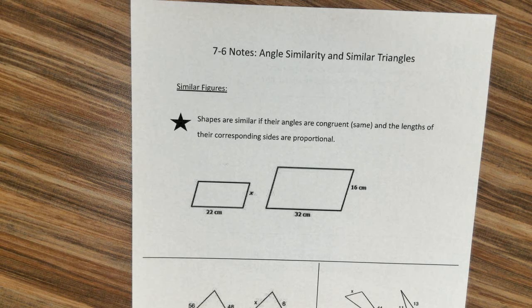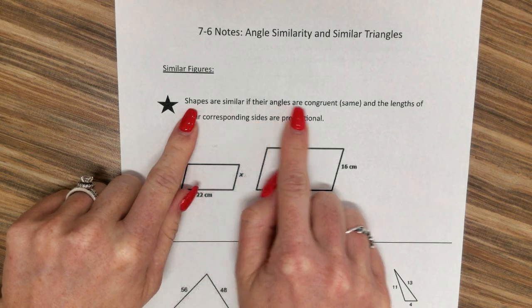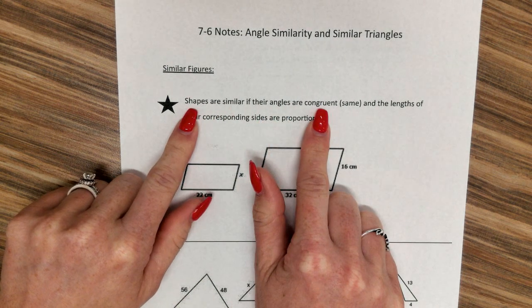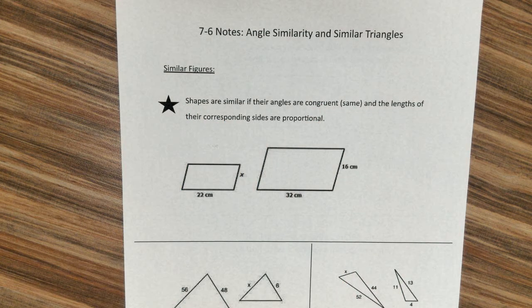Today we are going to learn about similar figures. Again, you've been learning this since 6th grade. Shapes are similar if their angles are the exact same, but the lengths of their corresponding sides are proportional. What does it mean to be corresponding? It means to be in the same place.